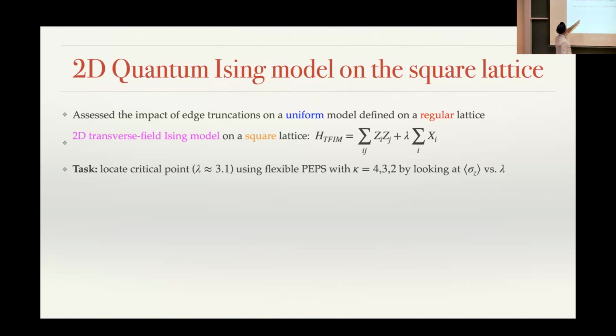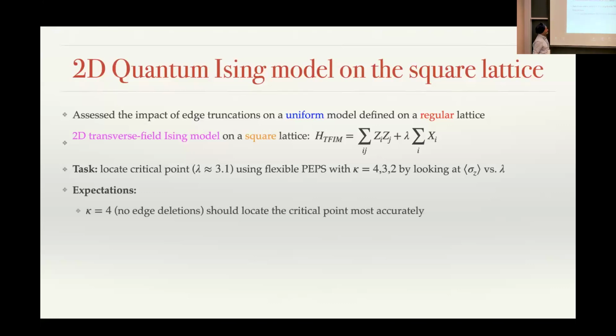So we plotted the average value of the magnetization of the ground state as a function of lambda. And here were the expectations: when kappa is 4, so this is a square lattice, each tensor is only connected to 4 neighboring tensors. There are no edge deletions, so you should be able to locate the critical point most accurately.